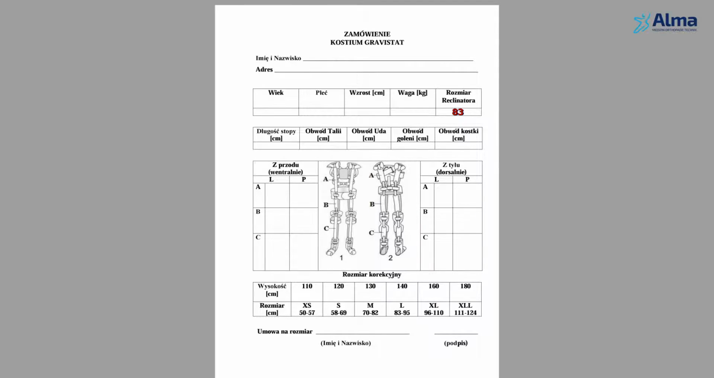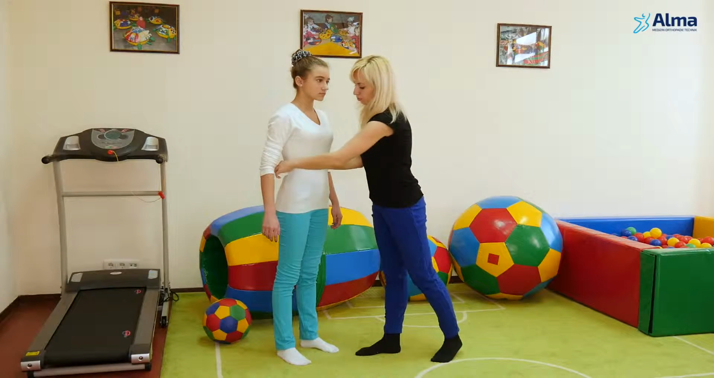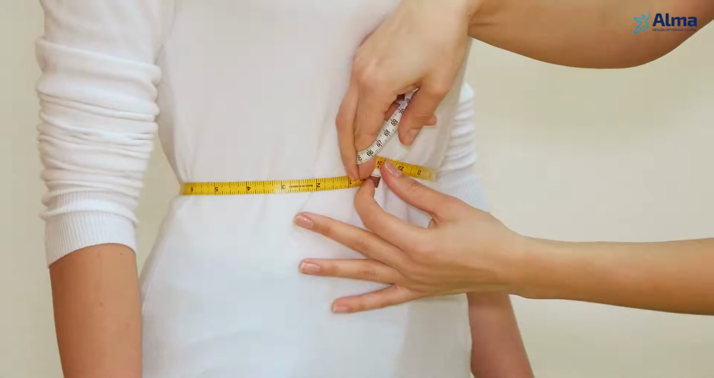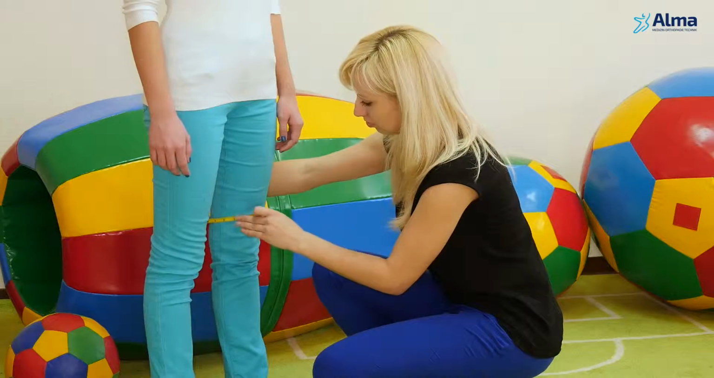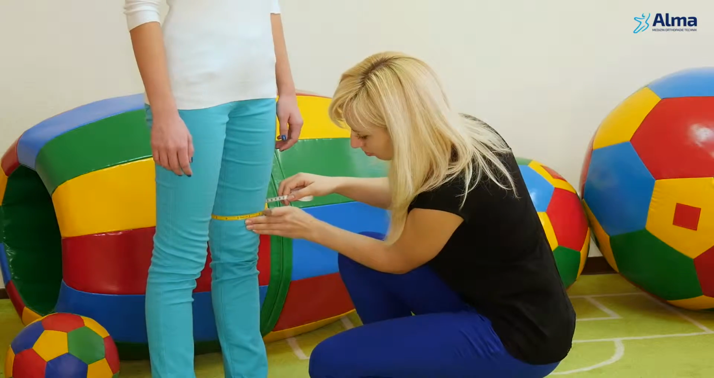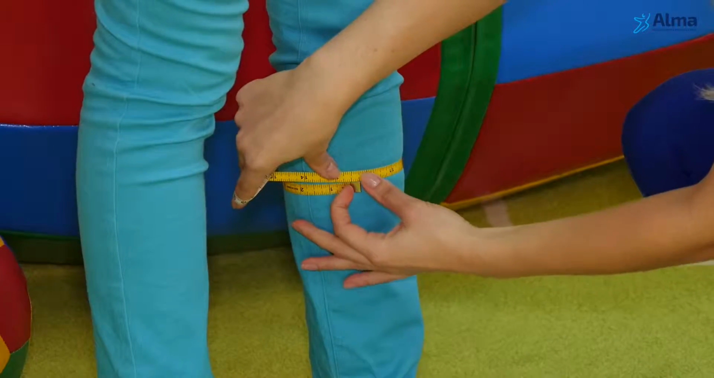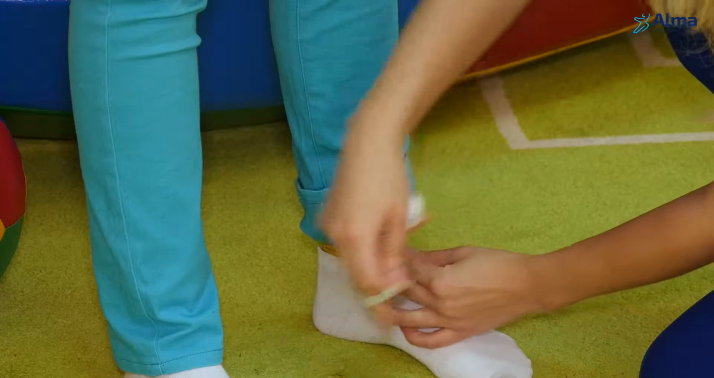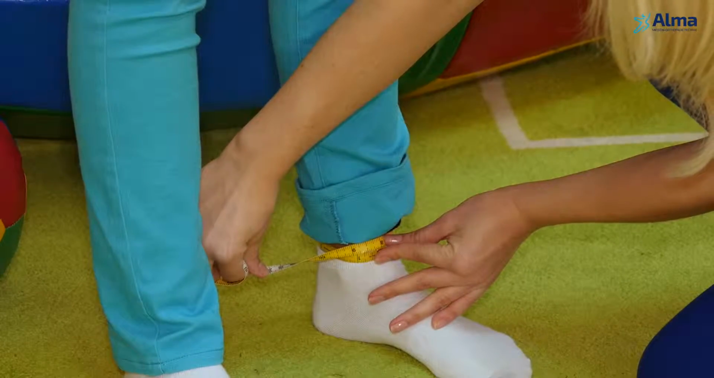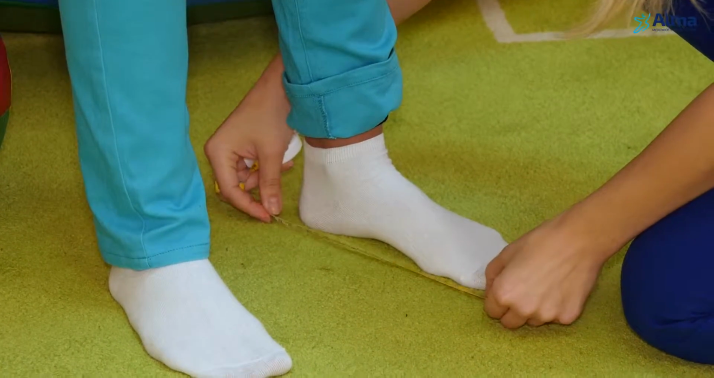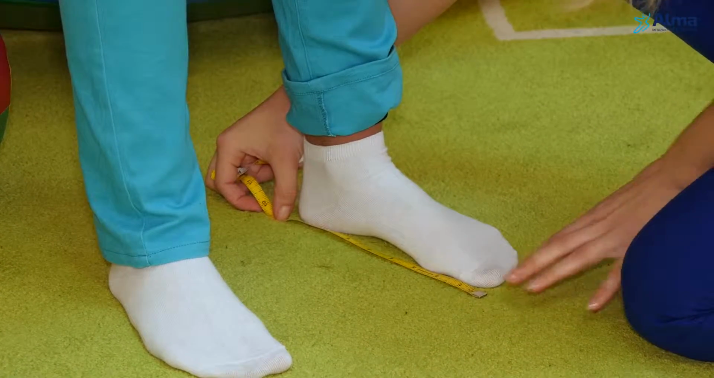Select corresponding size according to height and retractor. Then measure waist circumference. Enter data into the order form. Thigh circumference shall be measured at the level of lower thigh third, calf circumference in its widest point, and ankle circumference 2-3 cm above ankle. Foot shall be measured at its natural extension. Enter the obtained result into the form.